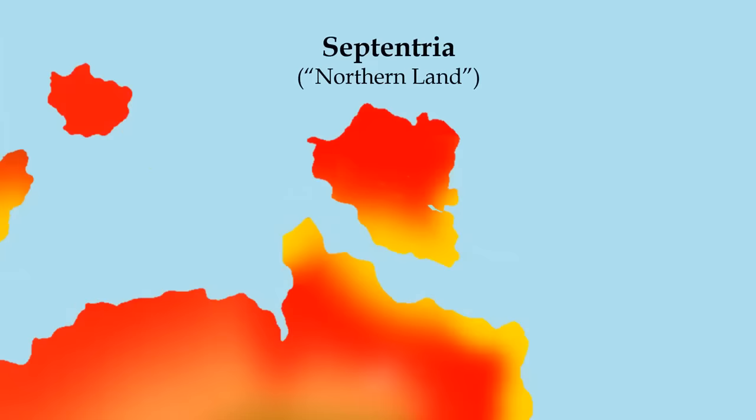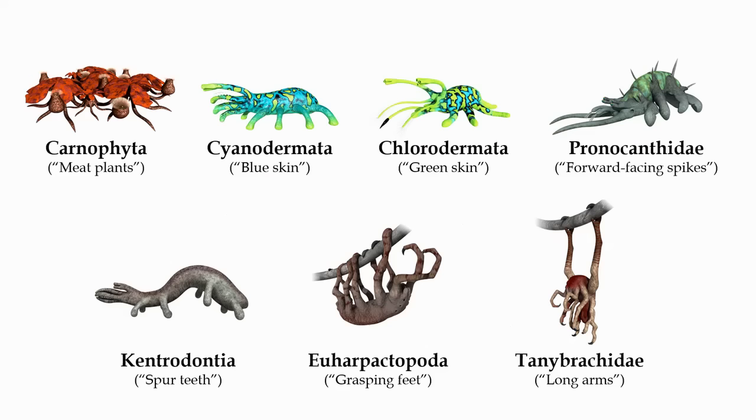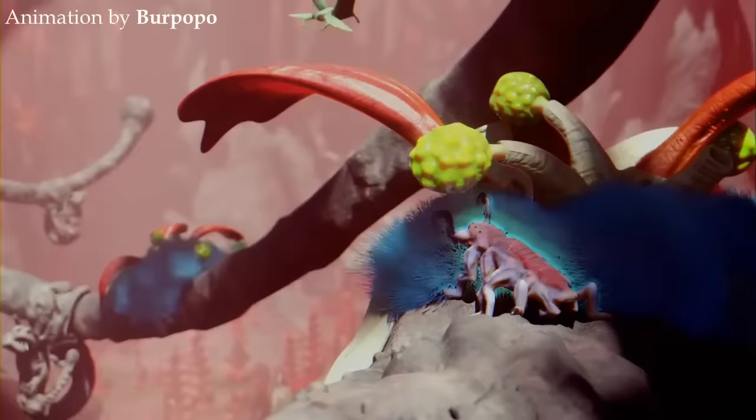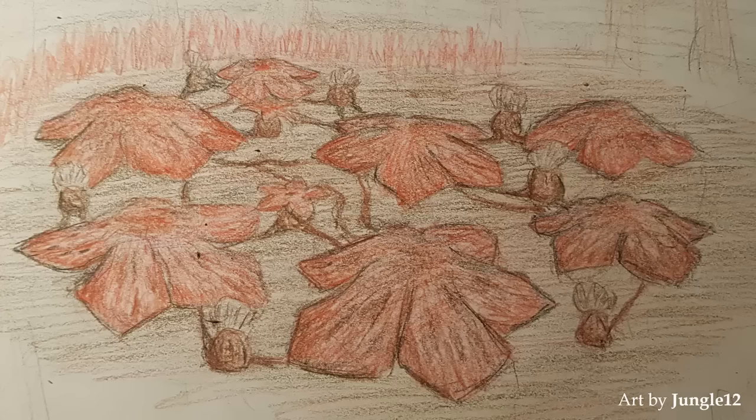This landmass will serve as a refugium for many clades that go extinct on the mainland, including older varieties of camptopods and other leptopods, as well as the macropredatory cryptodonts and other eastern onychodont species. But the majority of Septentria's diversity will be comprised by the clades that inhabited the eastern rainforest, of which Septentria originally formed a part. And once allopatry occurs between Septentria and the new supercontinent, all of the resident clades will begin to diverge from their mainland relatives. One major difficulty for plants growing in the Septentrian rainforests will be obtaining nutrients.